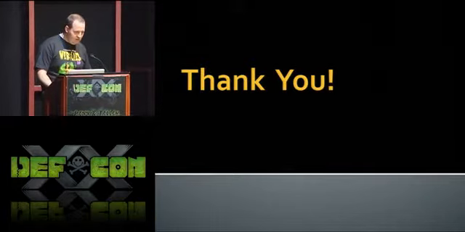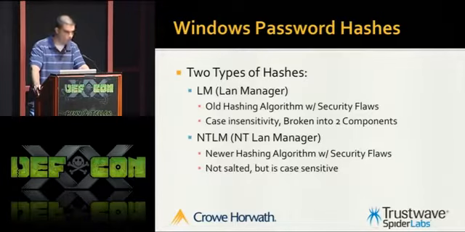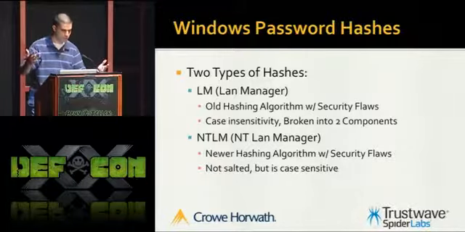In regards to the hashes that are on Windows systems, we have a couple different types. LM being the LAN Manager, the old type. This had tons of security flaws. One of them was that you couldn't have a password longer than 14 characters. Another thing is that it would uppercase your password. So if you had ponies1 with a capital P and then the rest was lowercase, it would uppercase everything.